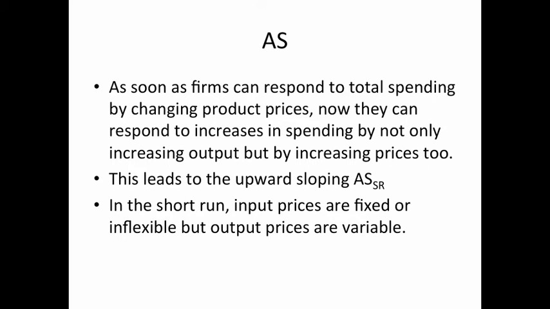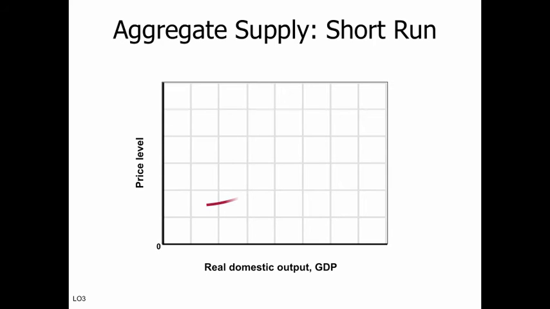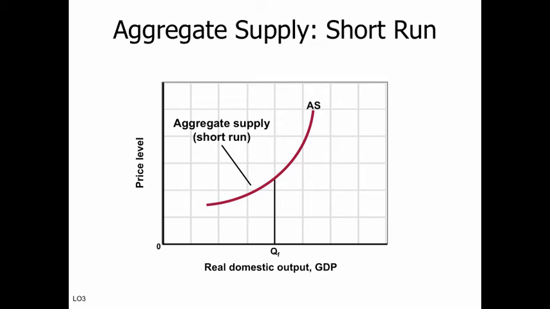So once we move beyond the immediate short run, we get into a time period that we call the short run. So the difference is, in the short run, now firms can respond to more spending on their goods by not only increasing production, but also by pushing up the price level too. So in the short run, what we tend to see are input prices are fixed or inflexible, but now output prices are variable. And so the short run aggregate supply curve looks like this. It's upward sloping. So this is the short run aggregate supply curve.